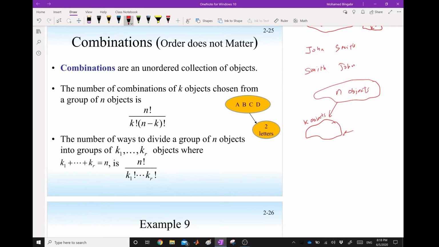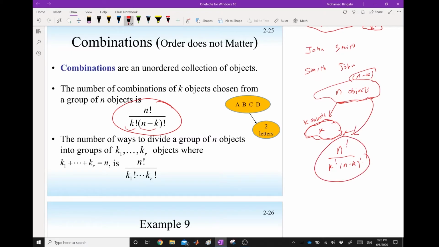Now, for this, it will be this one: n factorial divided by n minus k factorial divided by k factorial. And you can think of it this way. If I take k objects here, what is left is n minus k. If order doesn't matter and I have a population with n objects, then n factorial is how many ways I can arrange them. But now order does not matter, and I can arrange these 2 subpopulations, k and n minus k, in different ways. That will give me the number of combinations of k objects chosen from a group of n objects. And this is the formula we use.